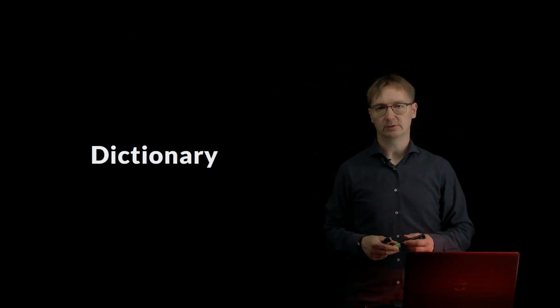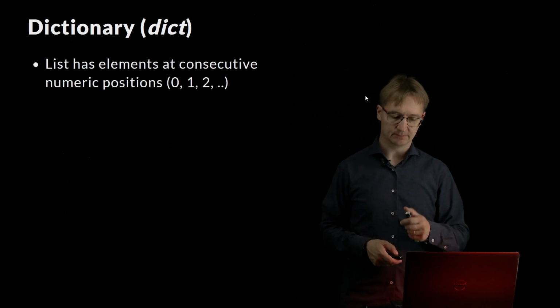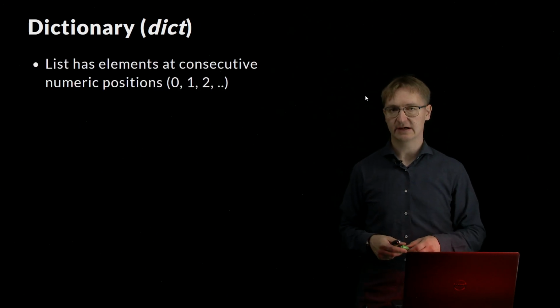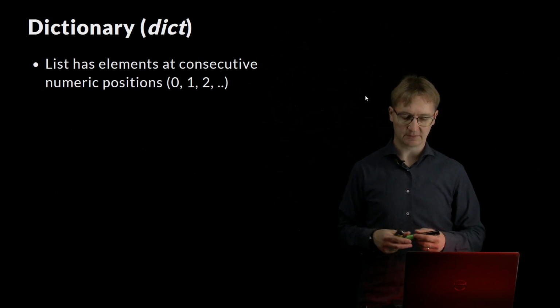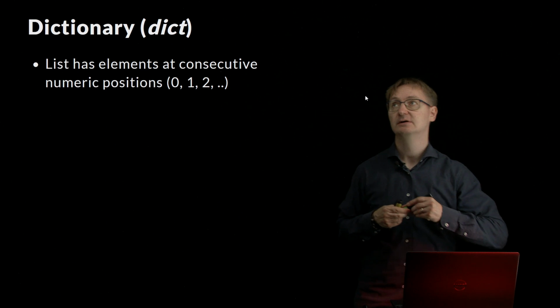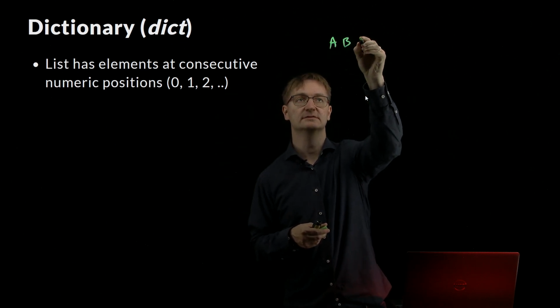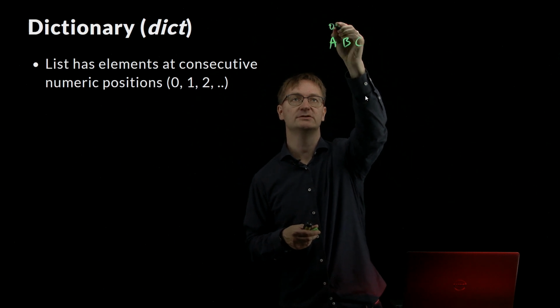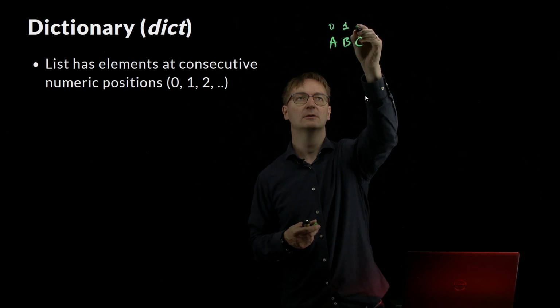In this video we will talk about dictionary. Dictionary, or dict. If we remember, a list has elements and those elements have consecutive numeric positions. So let's say we have a list of A, B and C, and we can say that the position of the first element, or the index of this first element, is 0, 1 and 2.